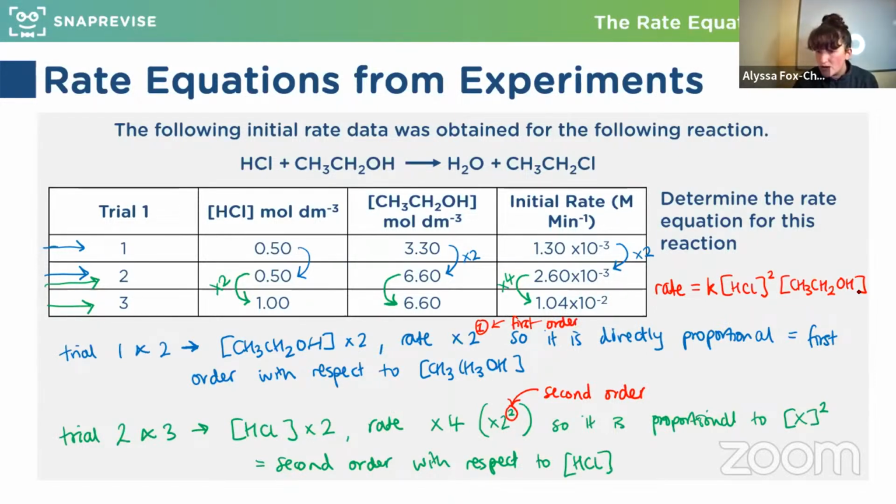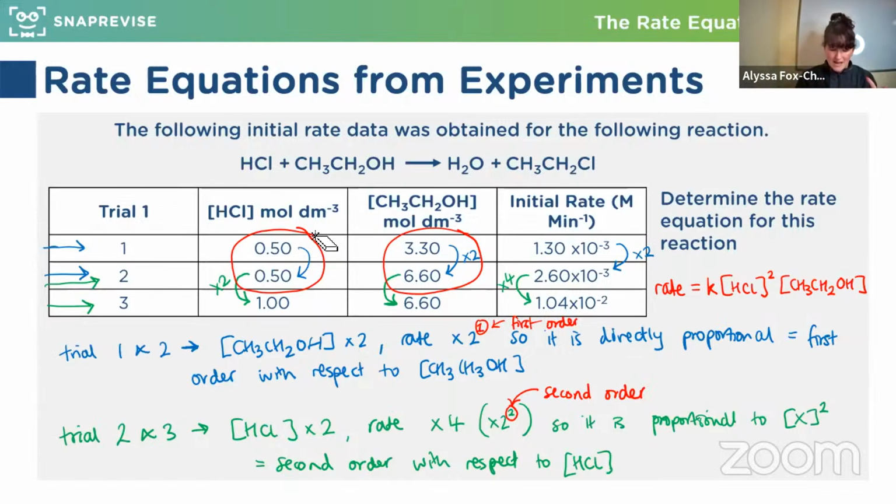So let's have a quick look. How do you know which reactant to do with respect to for the trials? Good question. As I mentioned earlier, most of the time they will write things in order in the question to help you along. So I would always look at trial 1 and trial 2 first. If we look at them, we've kept the concentration of HCl the same, and then we've changed the concentration of ethanol. So I know that between trial 1 and trial 2, I must be looking at how ethanol affects the initial rate, because that's the only thing I've changed.